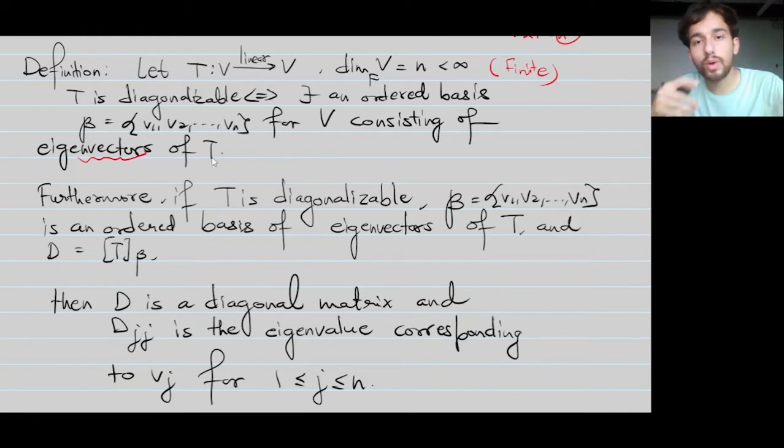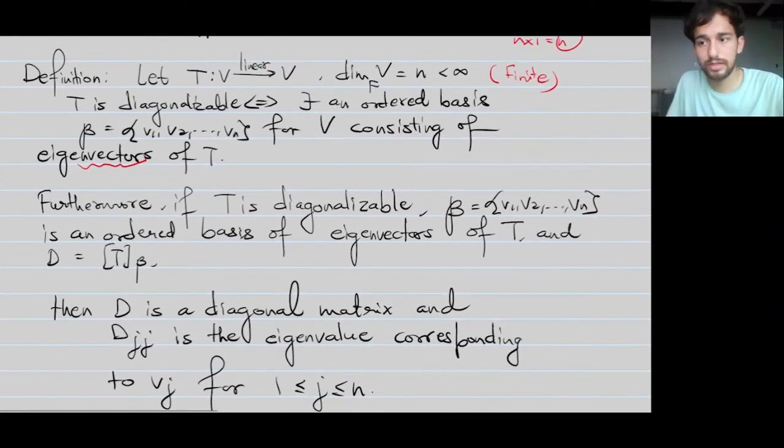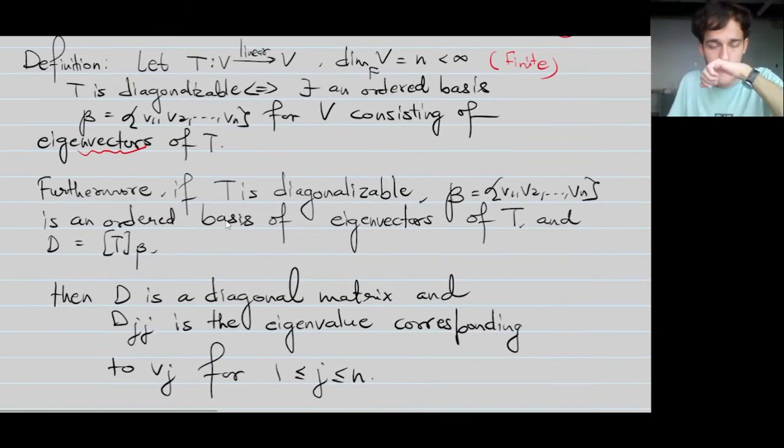So you collect all the eigenvectors of the linear operator in a set, then this set forms a basis because these eigenvectors will be linearly independent. You can just check it, and in that case we say that this operator is diagonalizable. Furthermore, if my operator is diagonalizable, if this above condition holds, I am able to find such a basis consisting of eigenvectors.